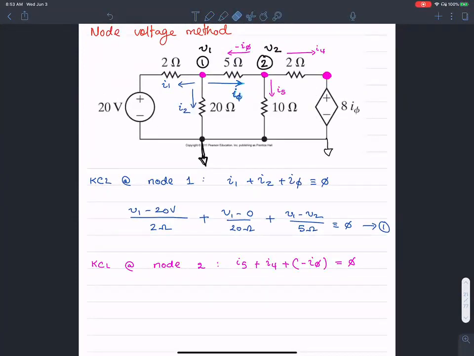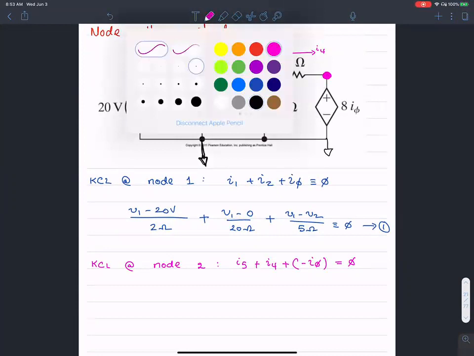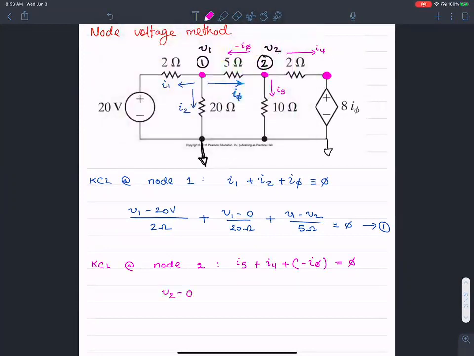The first step, I5, is the current flowing down, which is V2. So let me go back to my V2 minus 0 over 10 ohms, plus I4 is the current going to the right. So if you think about it, it is V2 minus the voltage at that node, which is 8 times I5, over 2 ohms, plus negative of I5 is the current going to the left, as shown by the purple arrow there. All of that should sum to 0. This is my equation number 2.